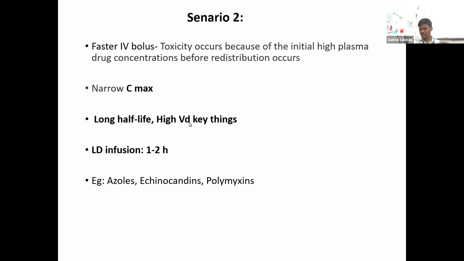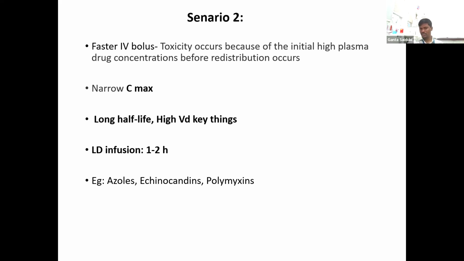They have a redistribution phenomenon into the different body parts. They can trigger toxicity. So scenario one is different from scenario two. In scenario one, we are giving beta-lactam antibiotics. They have a short half-life and a low volume of distribution. The first dose should always be a very fast infusion, like an IV bolus over 5 to 10 minutes.